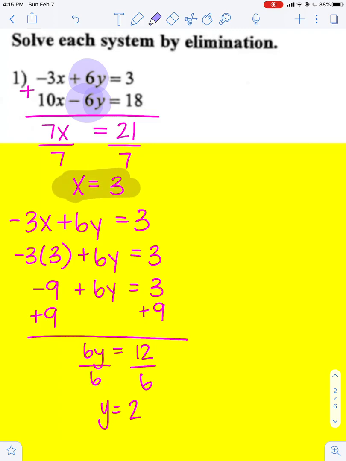So now I have x is equal to 3 and y is equal to 2. So I can write the coordinate point 3, 2 as my answer.